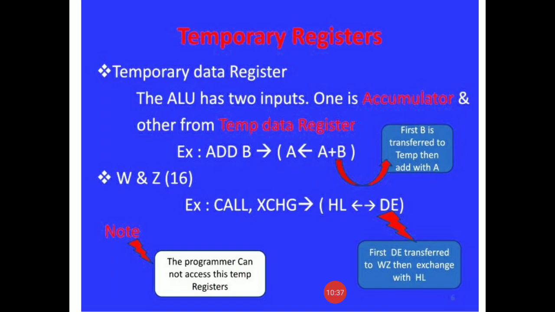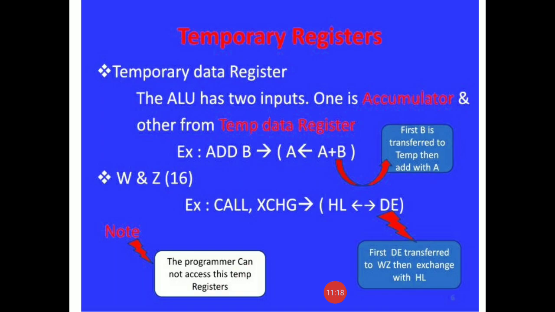So addition is done by the arithmetic and logic unit. The two inputs that the arithmetic and logic unit will get: one input is from accumulator, the other input is from register B. The register B input first will come to the temporary data register, and from the temporary data register the second input will go to the ALU and the addition operation will be performed. That means the content of register B is transferred to the temporary data register. This is the function of the temporary data register.